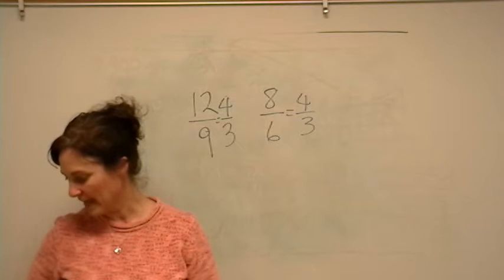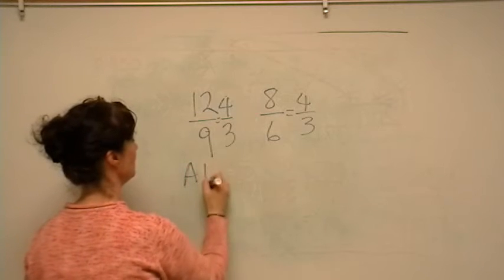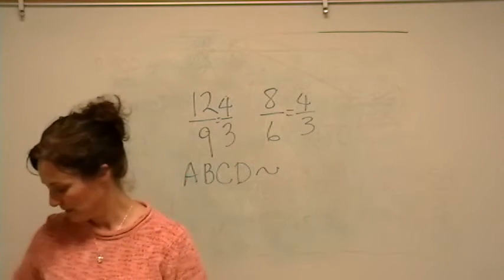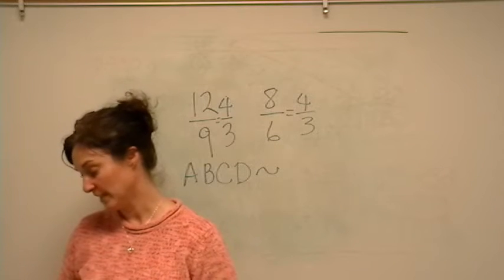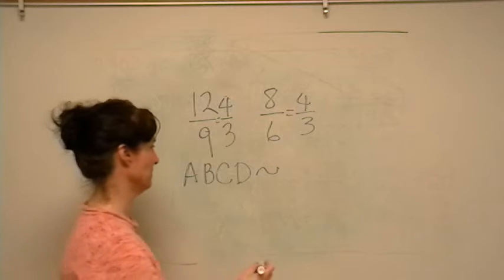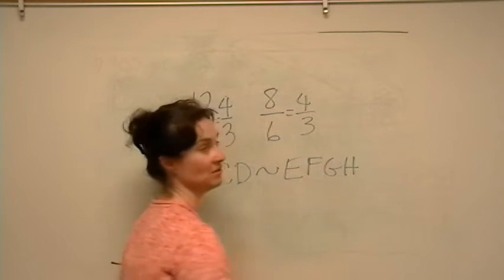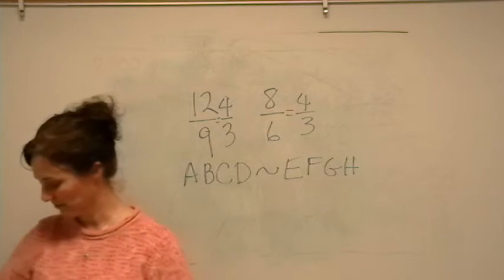So we're going to say A, B, C, D. A, B, C, D is similar to, now AB is a long side, so GH or EFGH, we could do it either way. EFGH. Just make sure that you're matching up your vertices together correctly.